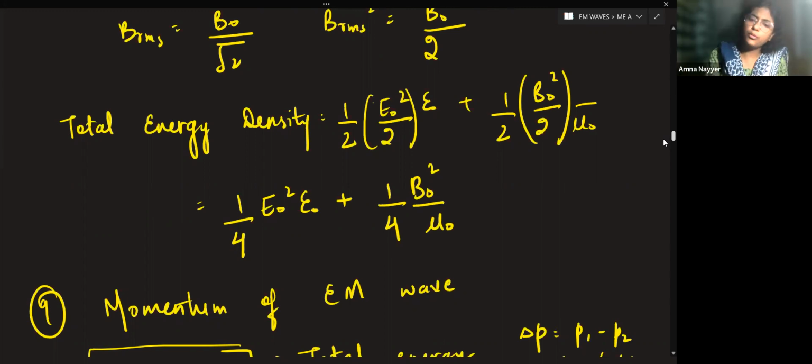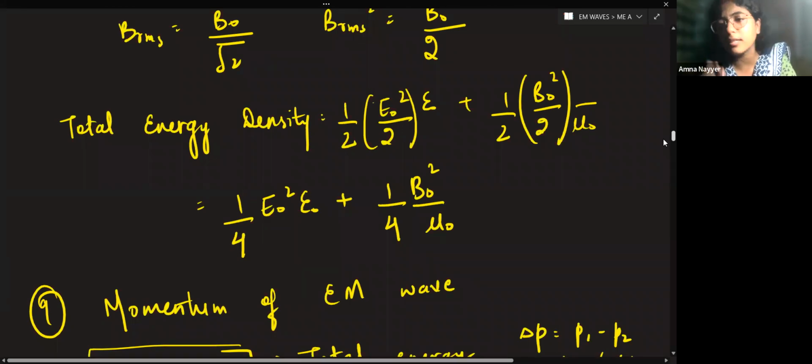So 2 multiplied by 2 will again give you 4. So that's why there is no change, except for the fact that instead of the RMS value you have the peak value, and instead of the denominator as 2, you have the denominator as 4. This is the change that occurs.